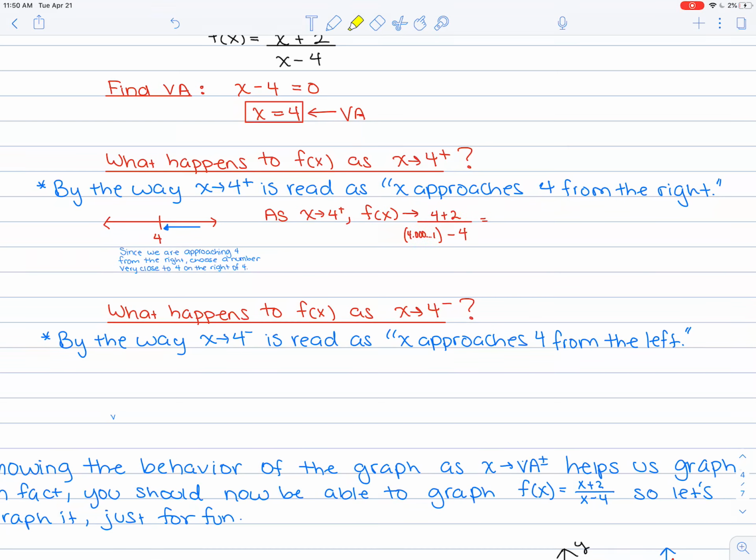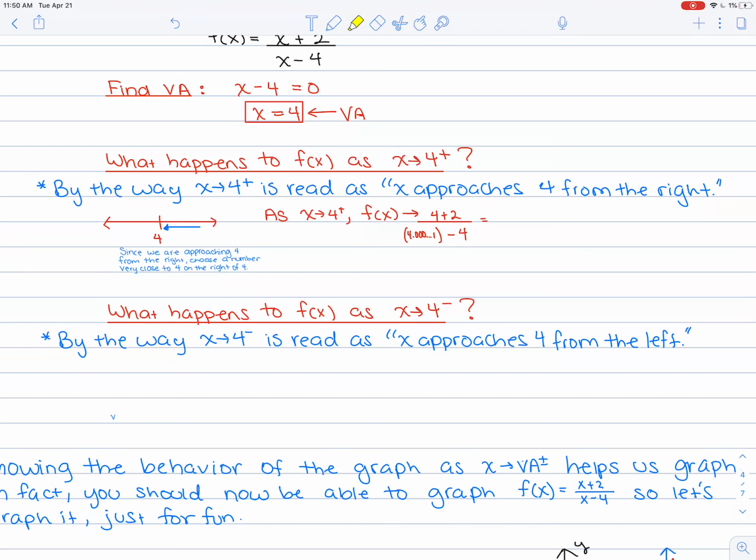So there you have it. I plugged into my function 4.001. Notice that on top, I just went ahead and plugged in 4, and the reason I did that is because the numerator is defined everywhere, right? It's only the denominator that we have trouble with. If I plug in 4, then 4 minus 4 is 0 in the denominator, and therefore undefined. That's why I cannot plug in 4, and that's why we're looking at numbers really close to 4, just not 4.